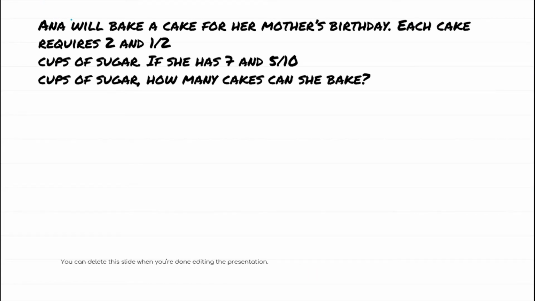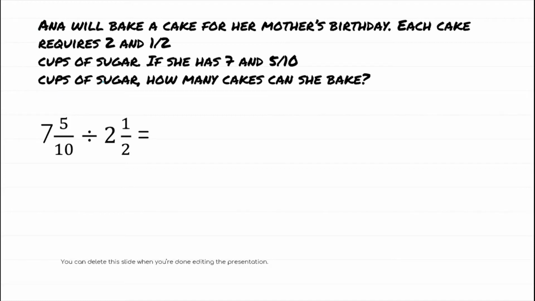Anna will bake a cake for her mother's birthday. Each cake requires 2 1/2 cups of sugar. If she has 7 5/10 cups of sugar, how many cakes can she bake? Okay, so this time we are going to divide 7 5/10 by 2 1/2 to find how many cakes Anna can bake. So we have here 7 5/10 divided by 2 1/2.